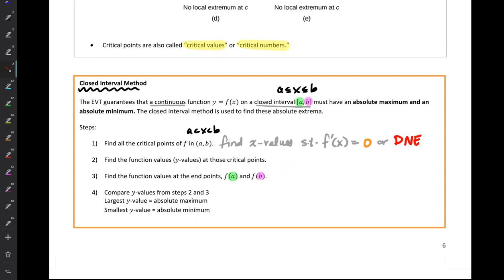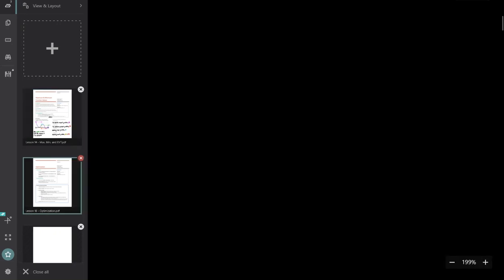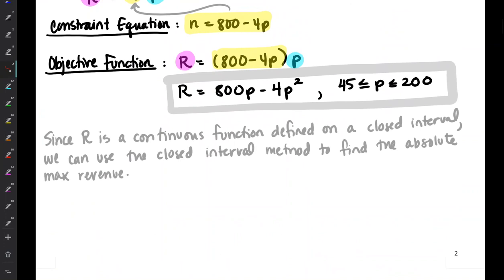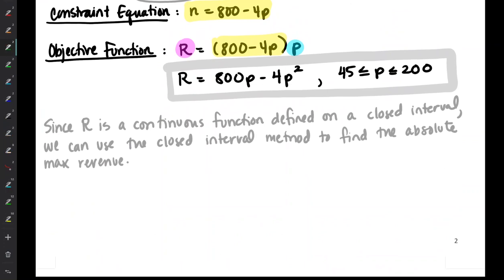Hopefully, for this particular model, my critical point is where we're going to have our absolute max, because we don't want to just be staying in business. That would be a bad business model. All right, so let's go ahead and do it. And I'm going to insert a page here. All right, so let's go ahead and use the closed interval method here.